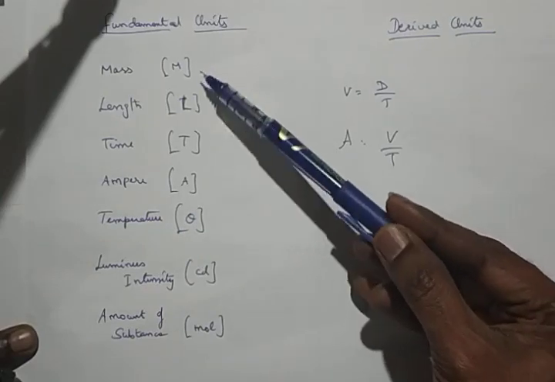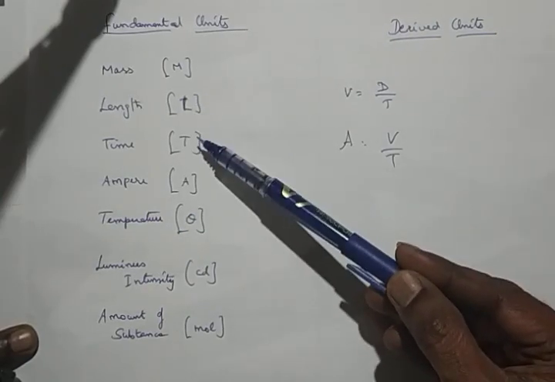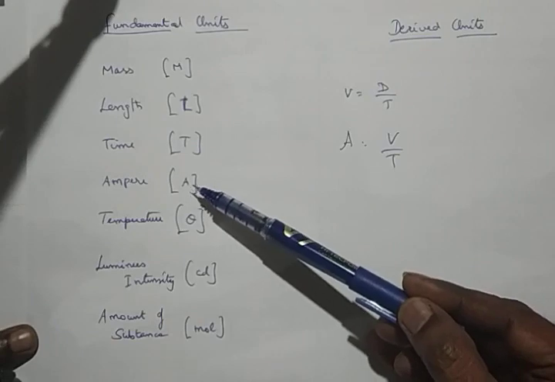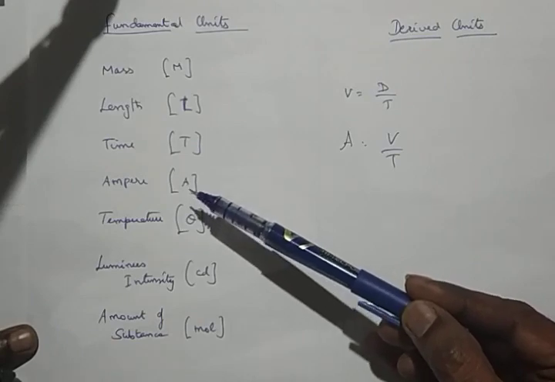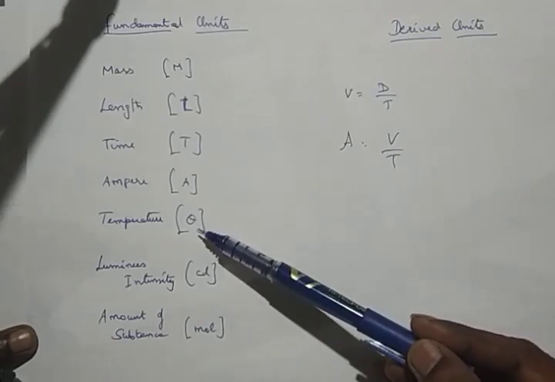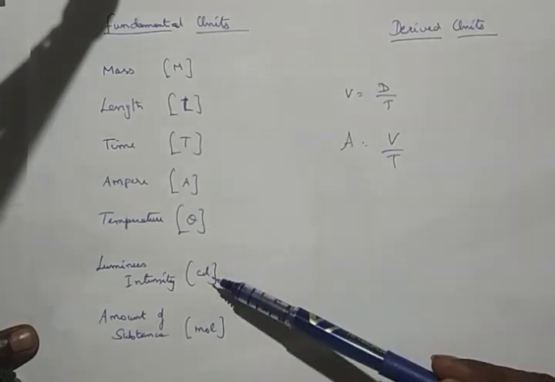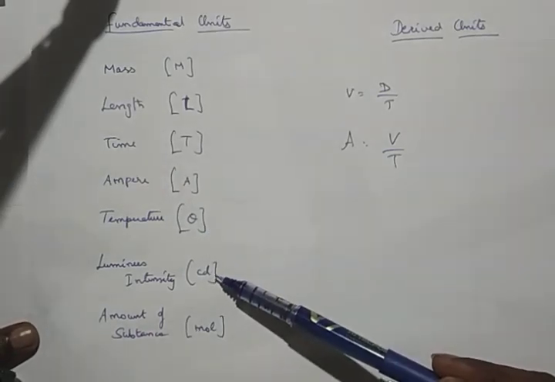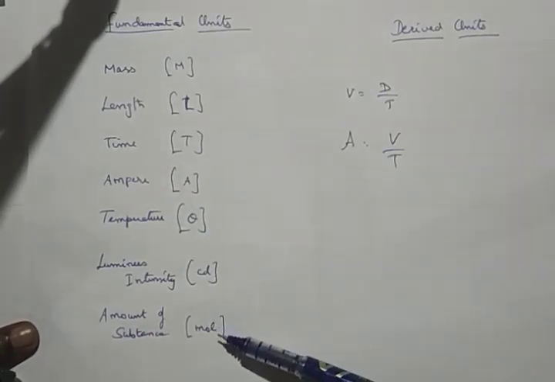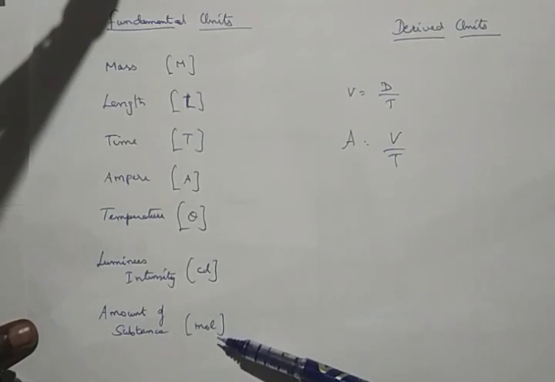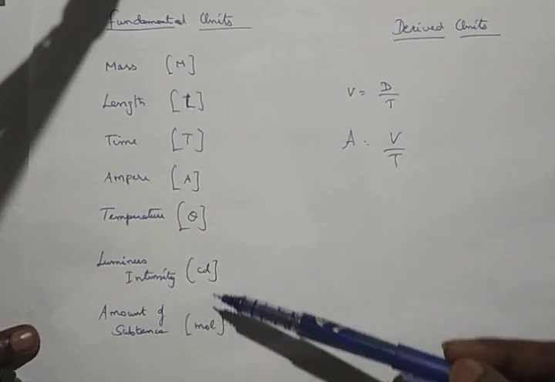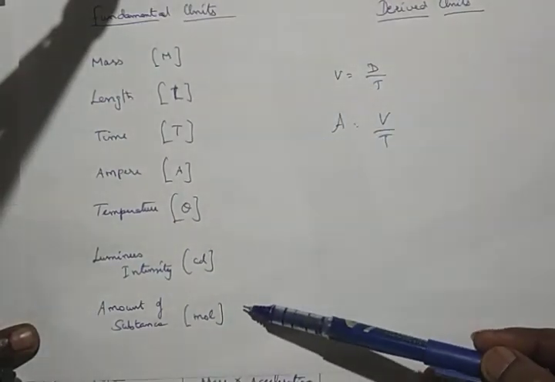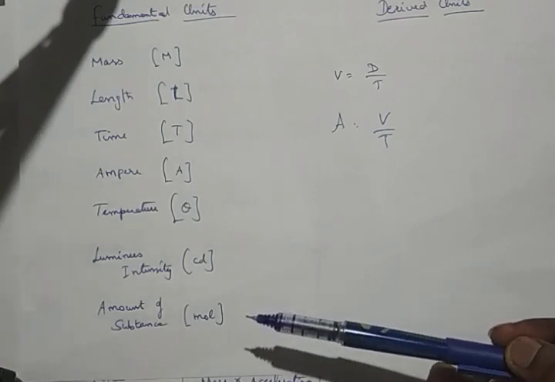We represent mass by M, length by L, T is for time, ampere will be given as A, and temperature, if it comes, will be theta. Luminous intensity, if it comes, is candela, cd, and you can write amount of substance as mol, that is mole. So these are the basic parameters we'll be using within the brackets for any dimensional formula.